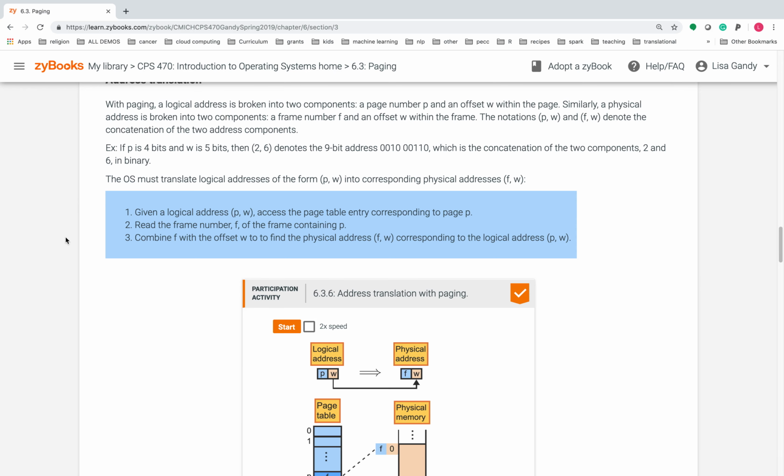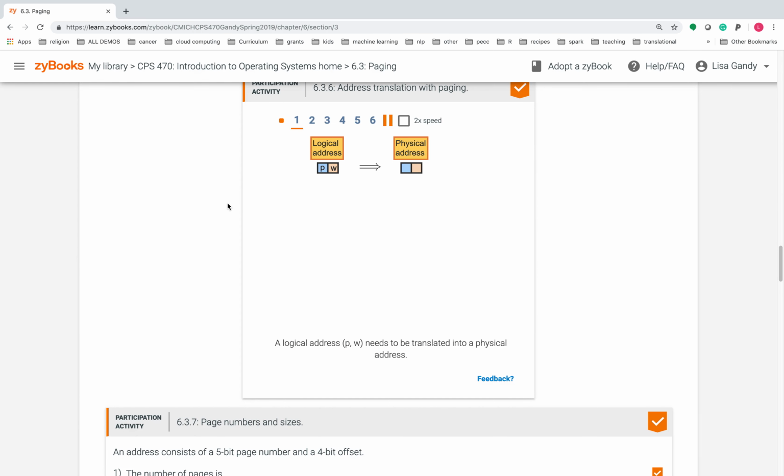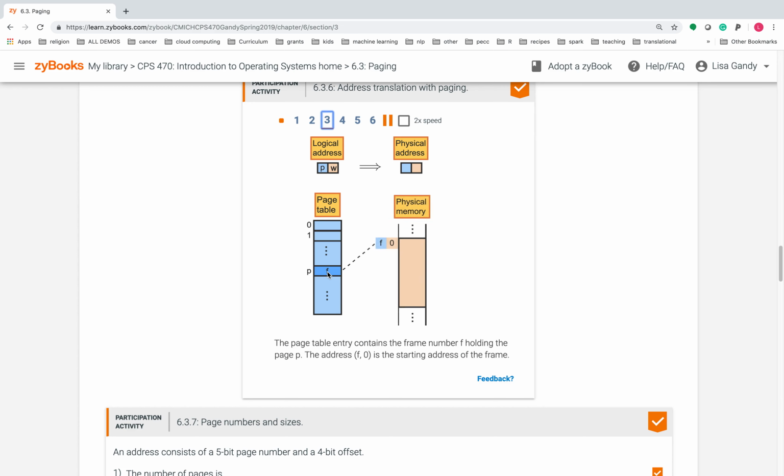So let's look at this visualization here. It's very nice. Okay, so we have a logical address. This is a page number and then the offset. Remember, they're not showing this, but we have a page table that's going to tell us which page number goes to which frame. Well, now they are, so the page number P is used to access the page table. We have this index P that's going to tell us where to go. And then we're going to have the frame number in here, and that will tell us which frame to go to.